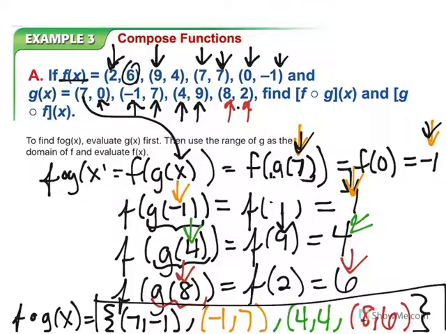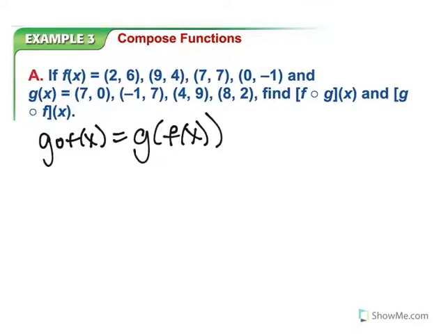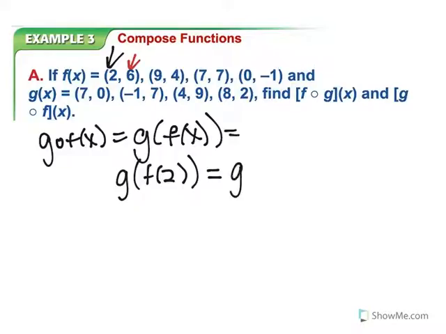Now we also have to do g of f of x. So make sure you have this written down because I'm about to clear it. I'm pretty much going to do the same thing, except I'm going to reverse the order. Now I'm going to do the exact same thing, except I'm going to plug in the x values of my f of x function. So g of f of 2 first. I know that f of 2 is actually 6 because that's the point. G of 6. And if we go back and look at our y values, we don't have a 6. So that means that this is undefined.